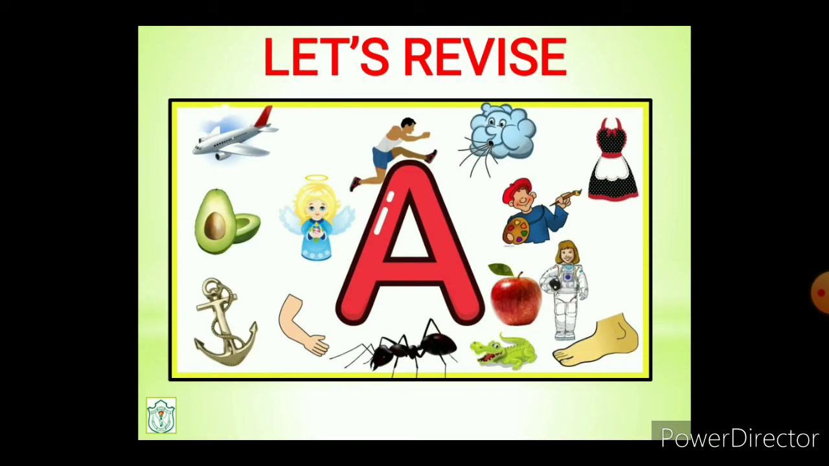Aeroplane. A says eh, eh, avocado. Avocado. A says eh, eh, anchor. Anchor. A says eh, eh, angel. Angel. A says eh, eh, arm. Arm. A says eh, eh, ant. Ant. A says eh, eh, alligator. Alligator. A says eh, eh, apple. Apple.